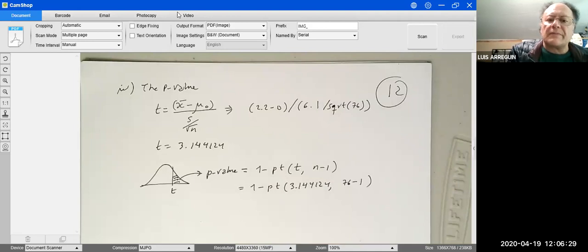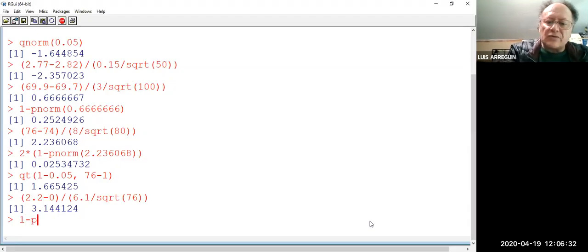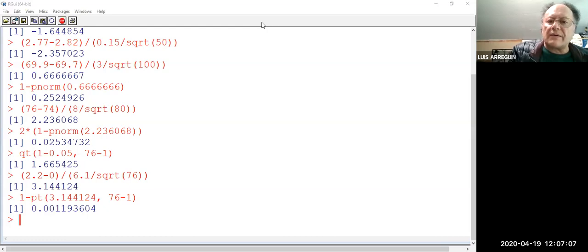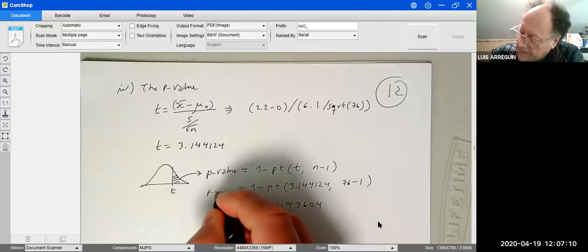So to get the p-value, it's going to be 1 minus pt of 3.144124, and 76 minus 1 are my degrees of freedom. So I'm going to get a p-value of 0.0011. It's a very, very small value, 93604. So that's the p-value. To make a decision, you only need to compare the value to our alpha. So this is the p-value.